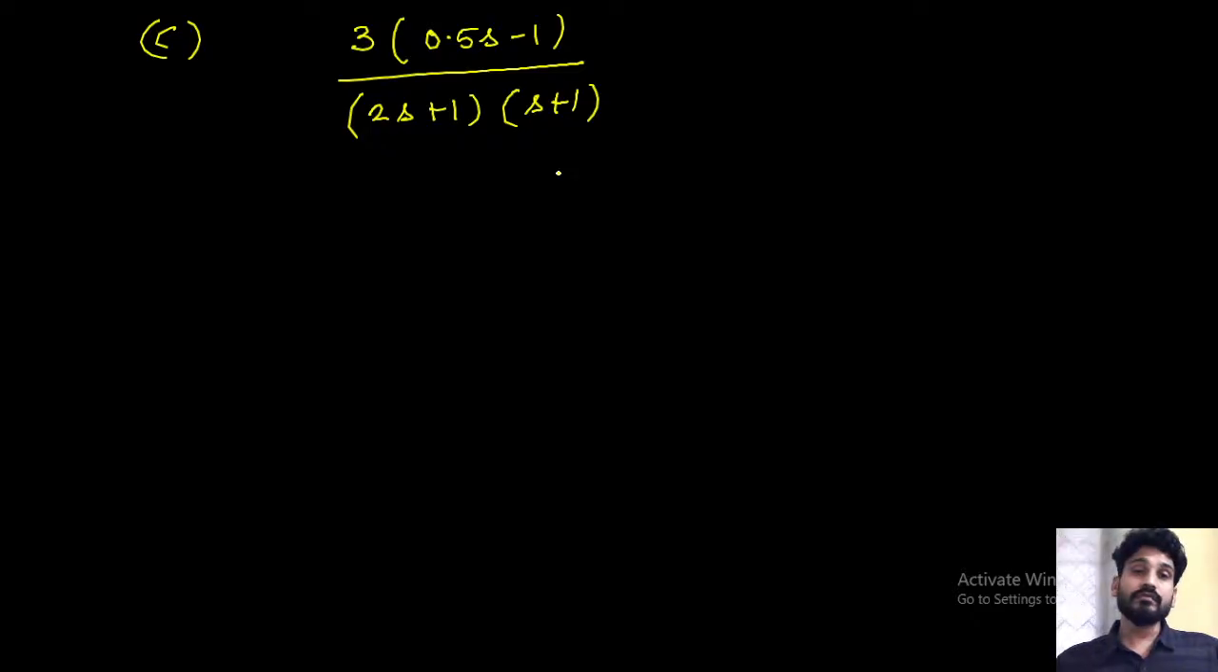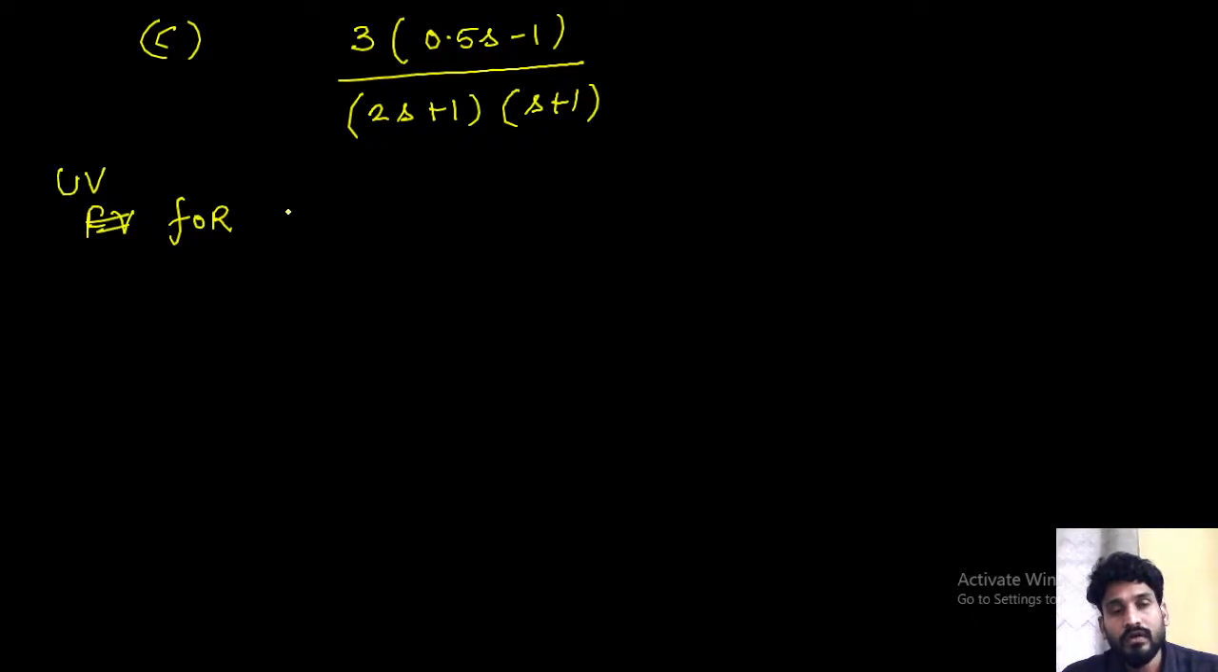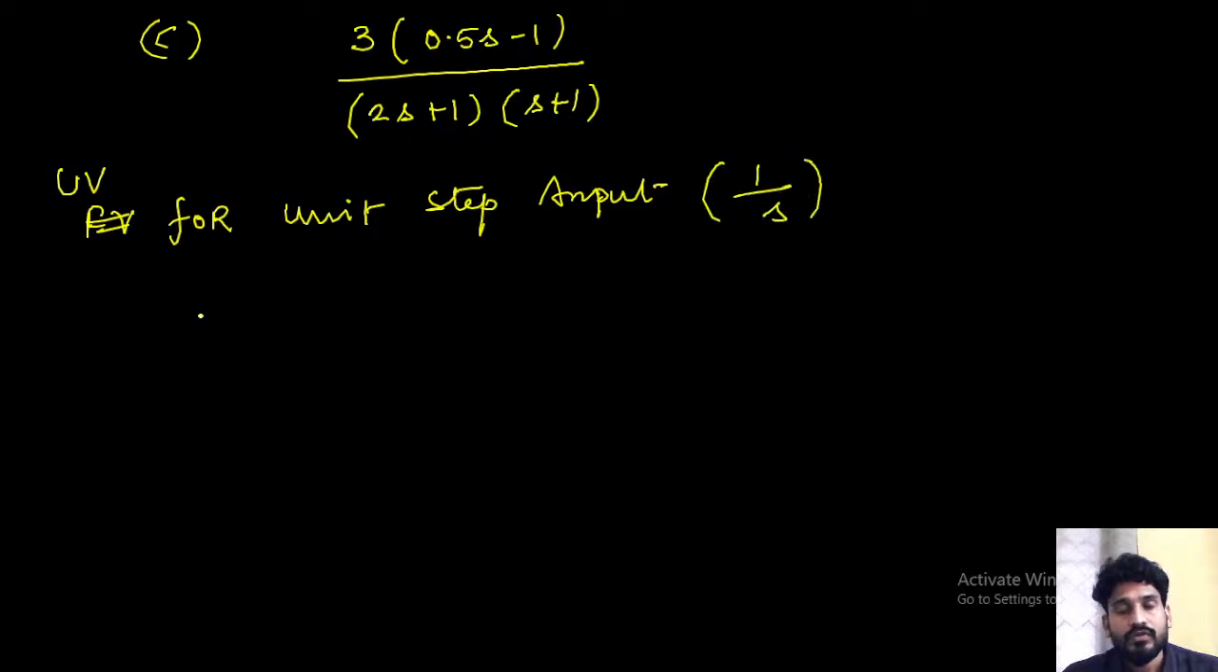Okay. How to find out the gain? I told you that steady state gain is basically defined as my final value, sorry, ultimate value for unit step input. What is the unit step input? 1 by s. So this is my transfer function.